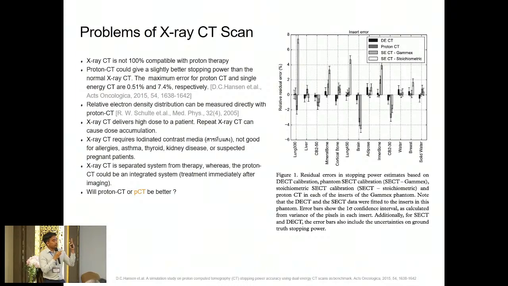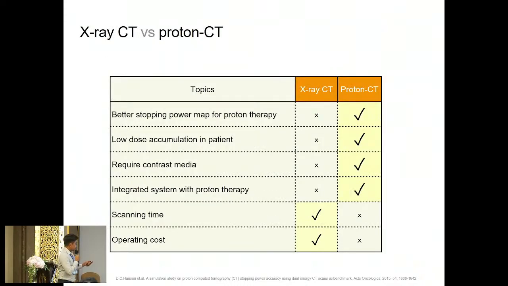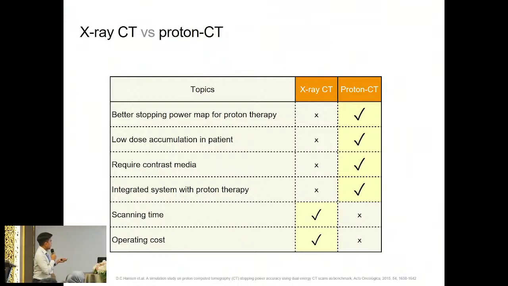Then the three main important things are: first, the proton CT should give a slightly better proton stopping power map for the proton therapy. Second, maybe the patient accumulates a lower dose. And the last one is you can have an integrated system for the proton therapy. Well, I summarize this into this picture. You can see proton CT is better in the stopping power, lower dose accumulation, doesn't require the contrast media, and has an integrated system. But the disadvantage of the proton CT is the scanning time.